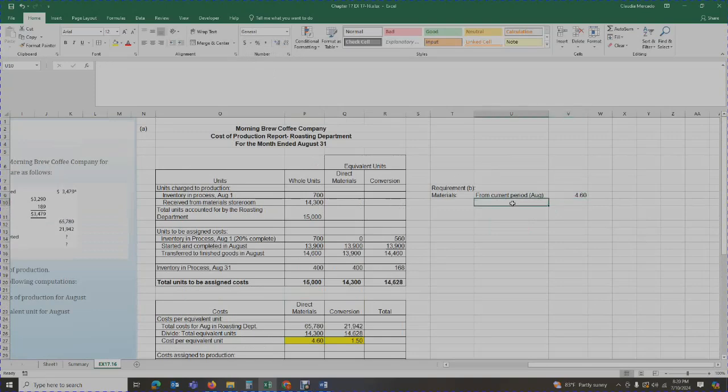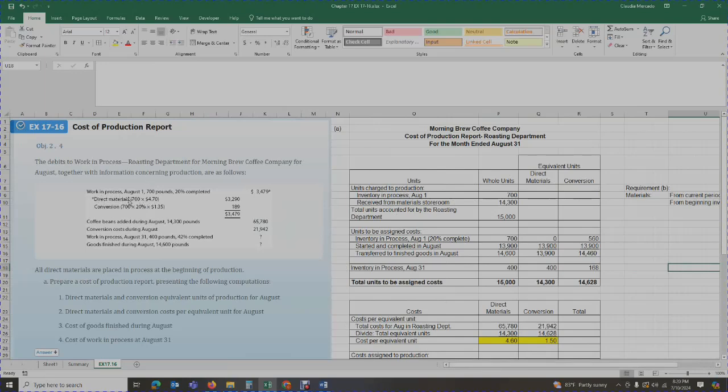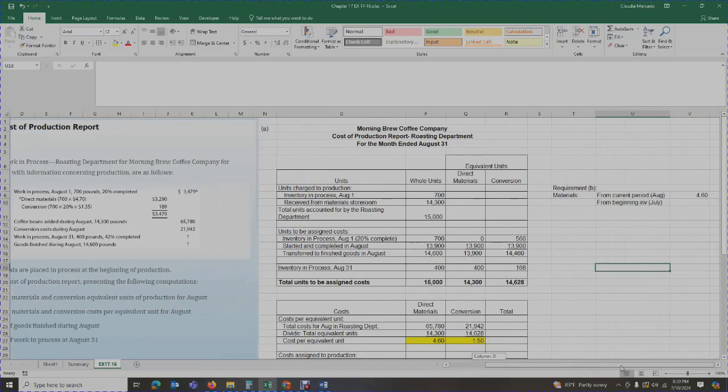Now from beginning inventory, this is from July, from last month. So where do we get that number? Okay, so if we look over here, direct materials in July, it was $4.70. $4.70 last month. Okay, so I'm going to put this $4.70 last month. So we went from $4.60 to $4.70. So that means that we have a decrease of 10 cents.